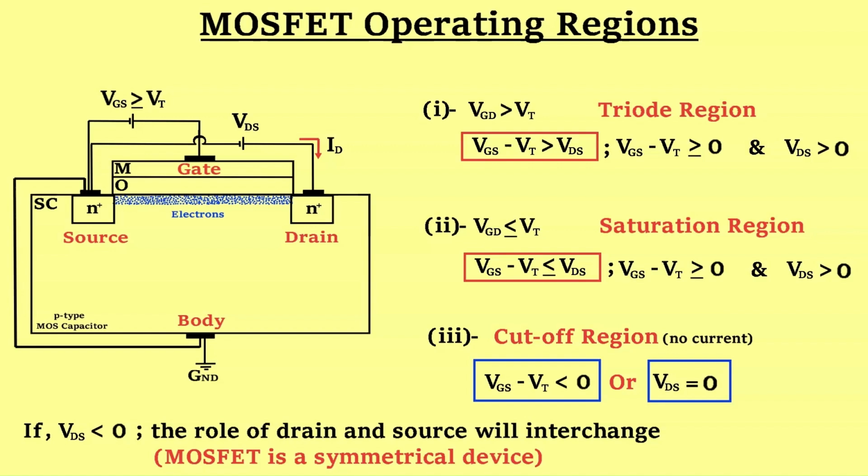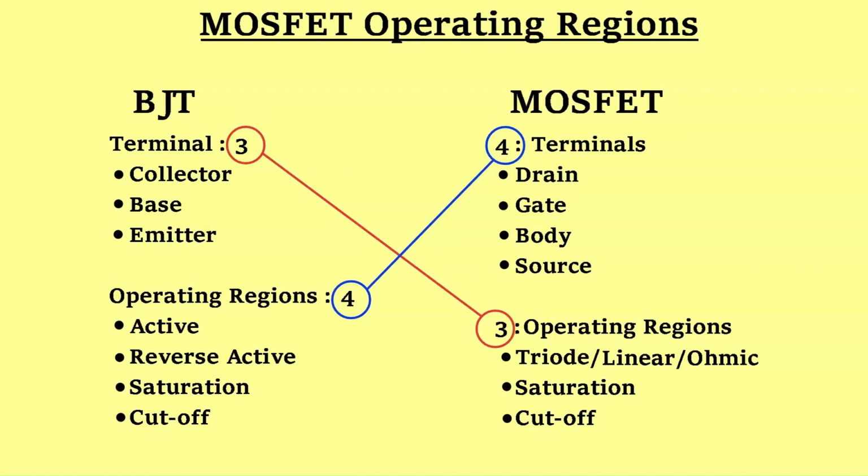If we have to conclude the two devices, BJT and MOSFET, altogether, then we can say BJT has 3 terminals and 4 operating regions, whereas MOSFET has 4 terminals and 3 operating regions.